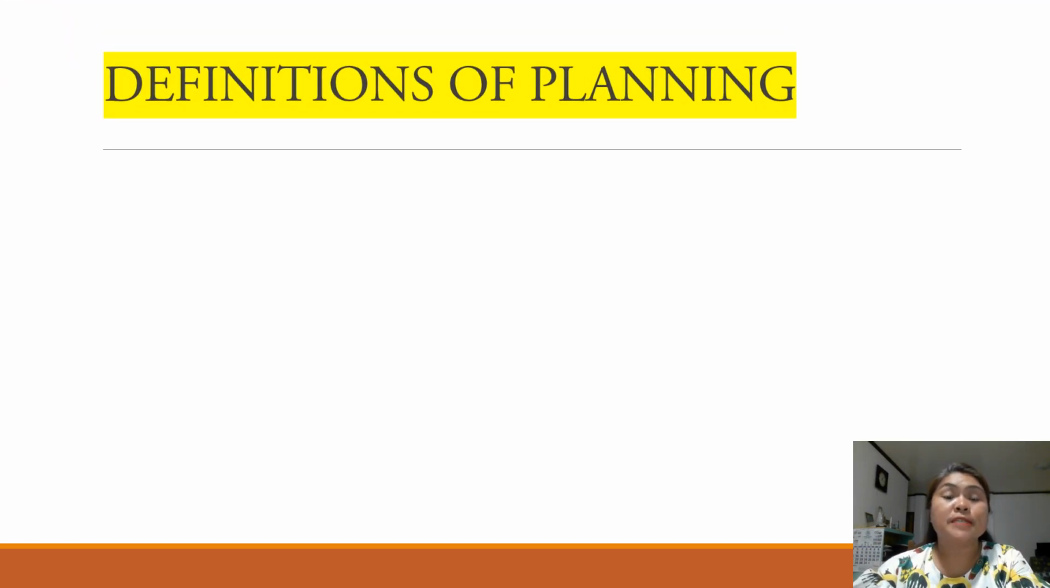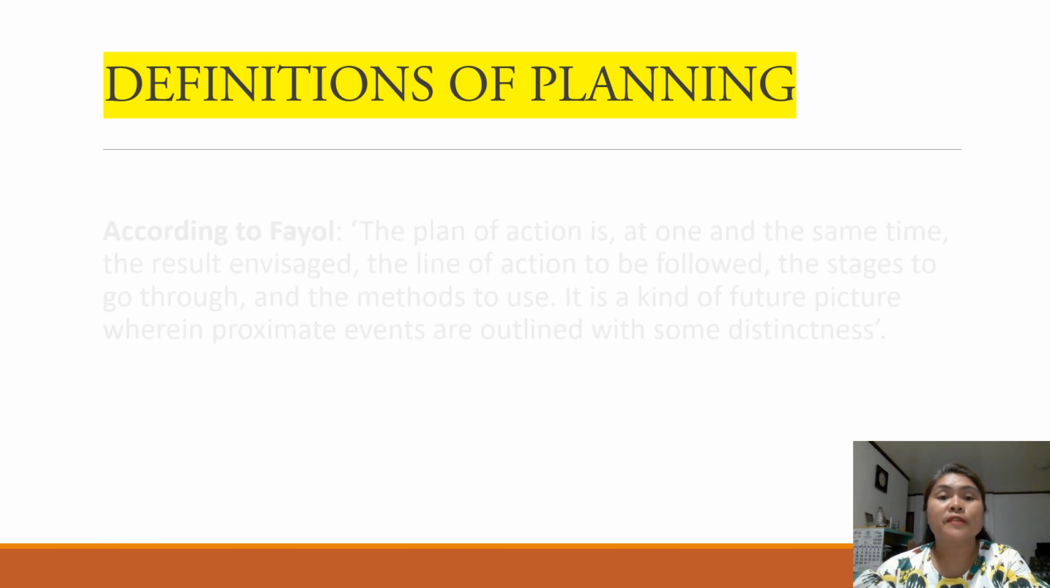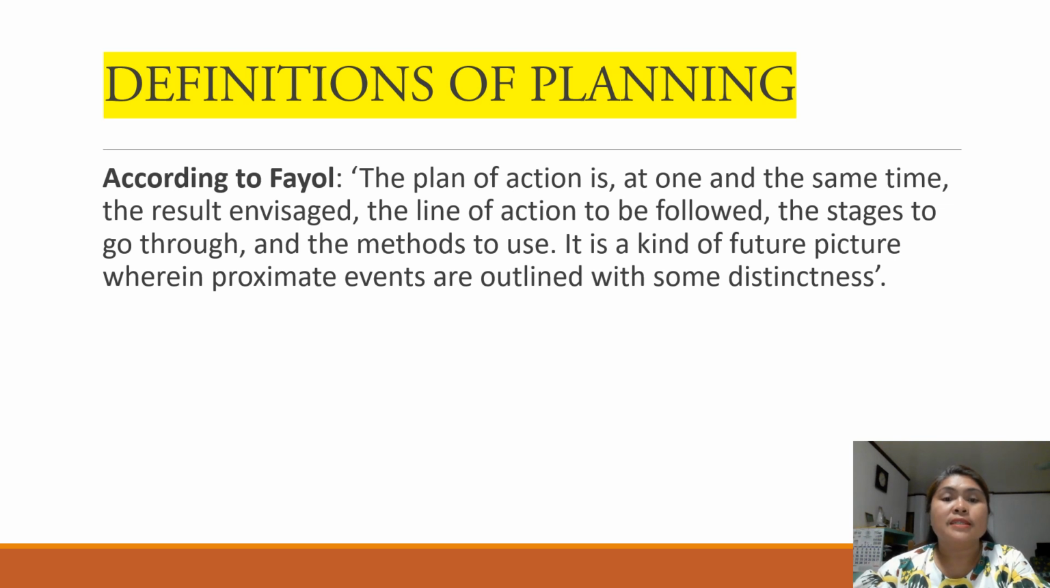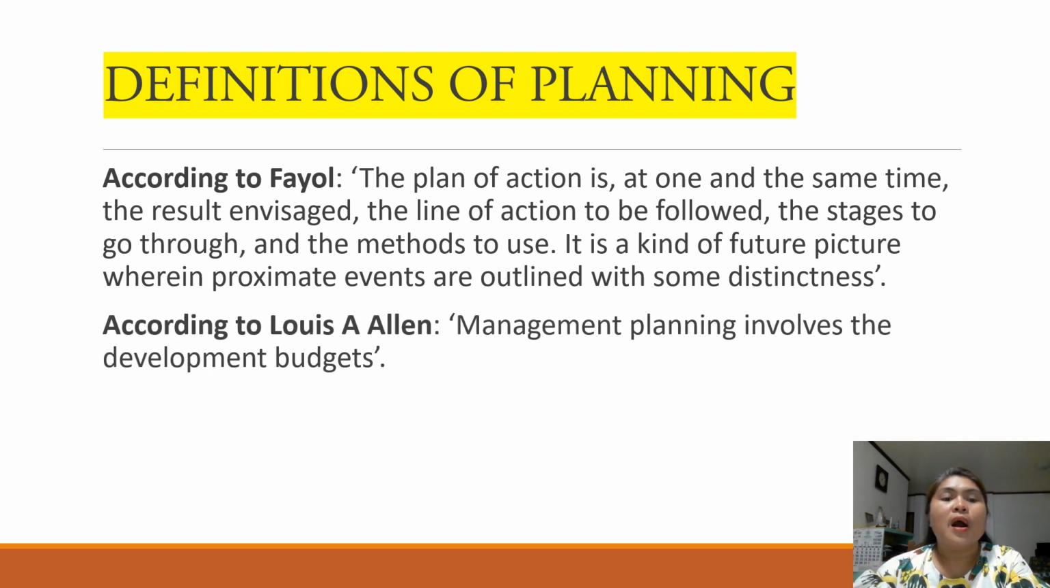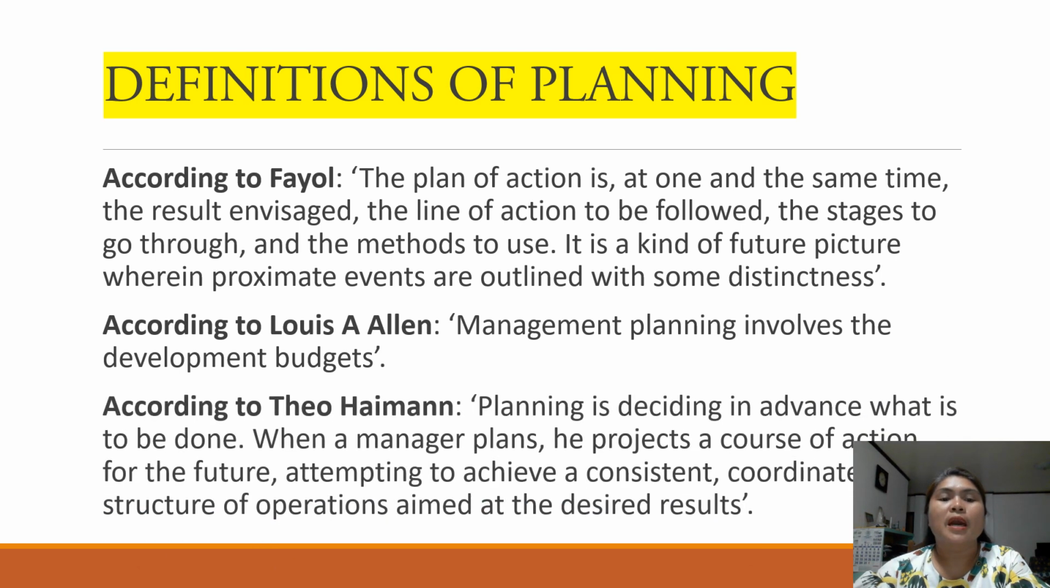So there are many definitions of planning. I have here the major definitions. According to Fayol, the plan of action is at one and the same time the result envisaged, the line of actions to be followed, the stages to go through, and the method to use. According to Lewis Allen, management planning involves the development of budgets. And Theo Haimann says that planning is deciding in advance what is to be done. When a manager plans, he projects a course of action for the future, attempting to achieve a consistent, coordinated structure of operations aimed at desired results.